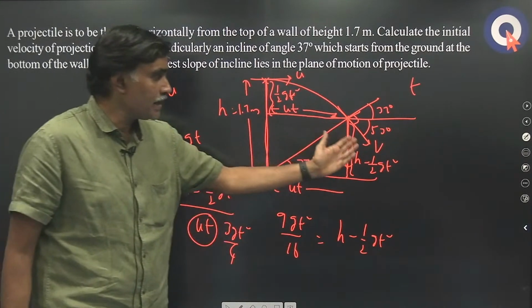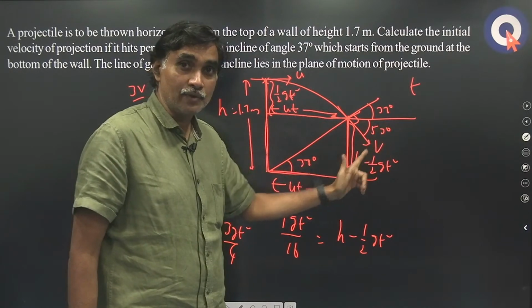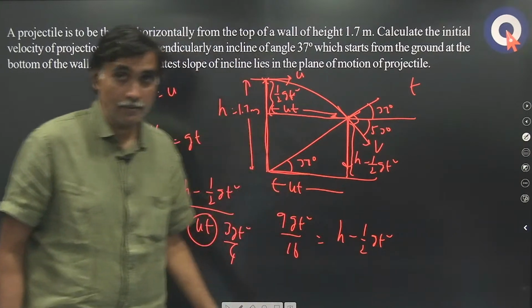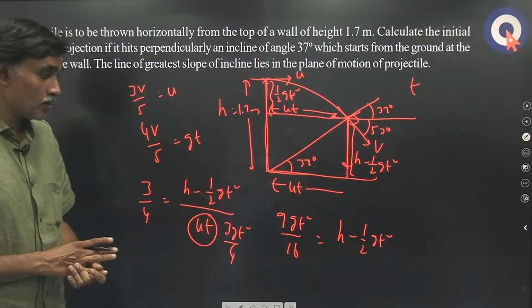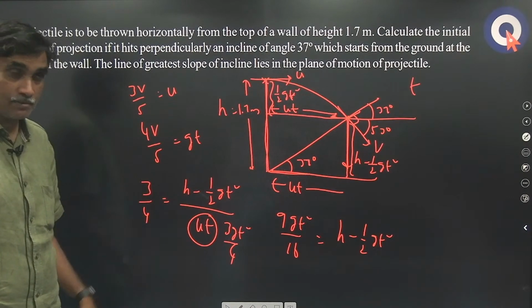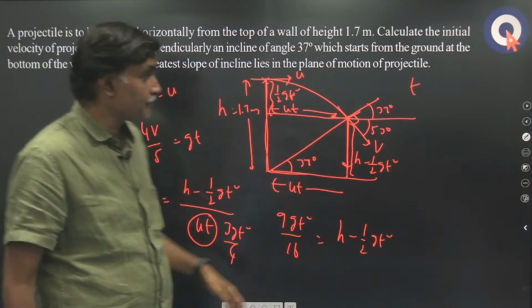Here if you want, you can write total velocity makes how much angle with horizontal here? 53. So tan 53 equals vy by vx also you can write. Okay. Vx is u, vy is gt. From there directly you will get it, instead of writing two equations. Okay.